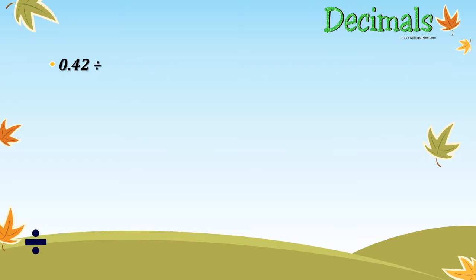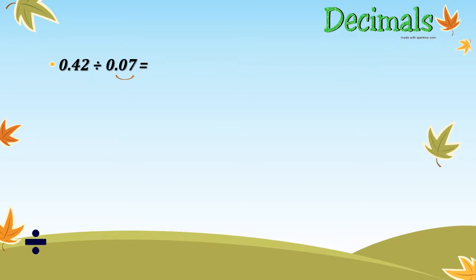If I have 42 hundredths divided by 7 hundredths, my mission here is making the divisor, which is 7 hundredths, a whole number. We must make the divisor a whole number. If I want to make 7 hundredths a whole number, I will multiply by what?